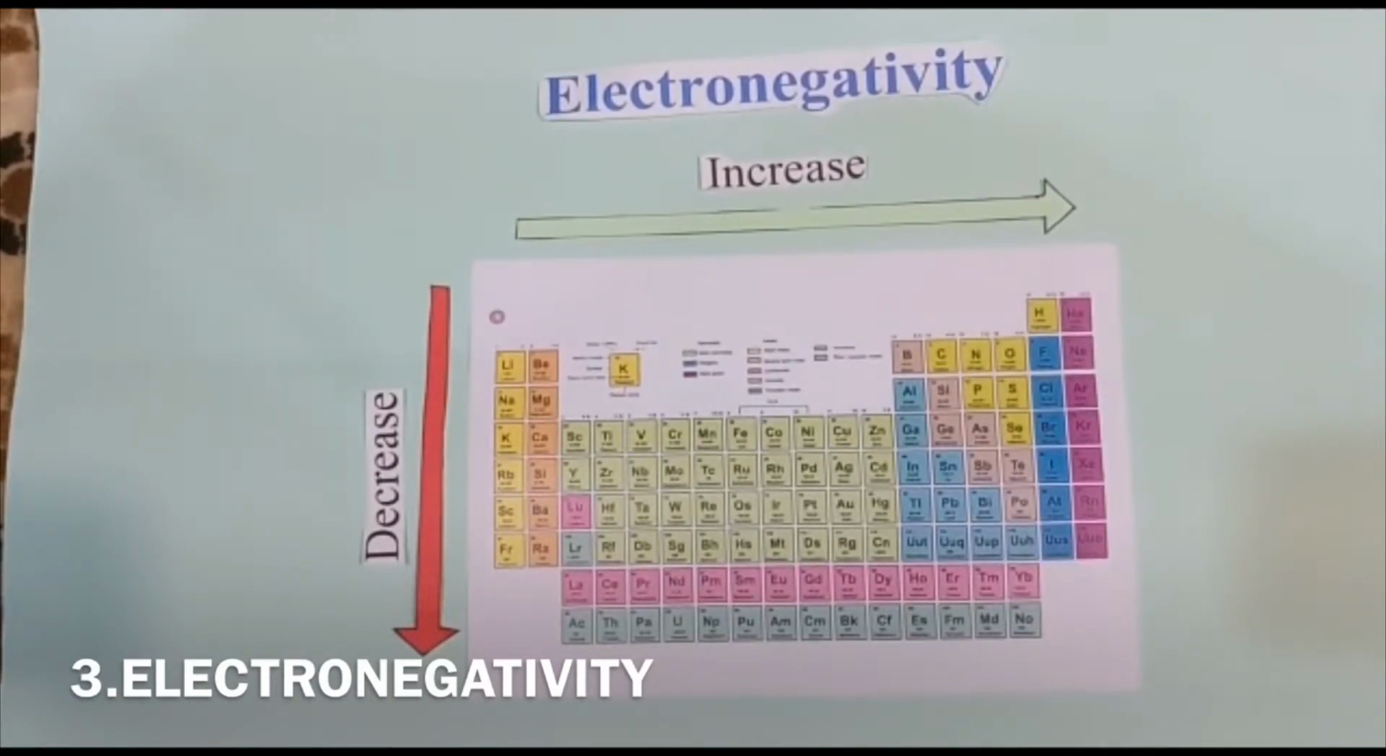As you move across the period, the electronegativity increases. And that is because of the increasing number of protons. The effective nuclear charge increases across a period because of the increasing number of protons, and as this increases, electrons are attracted much more strongly, resulting in the increase in electronegativity.